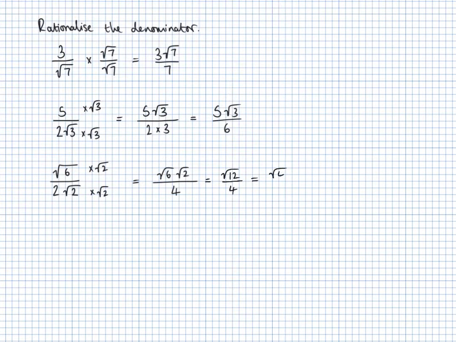So this is going to be root 4 root 3 over 4. Now root 4 is 2, so 2 root 3 over 4. And this fraction simplifies. I can divide the top by 2, and that will give me root 3. And I can divide 4 by 2, and that will give me 2. So divide top and bottom by 2, I'm going to get root 3 over 4.